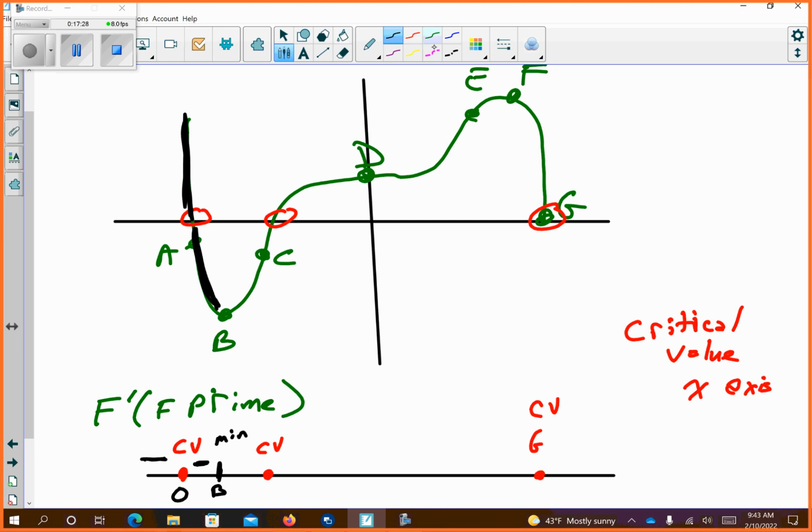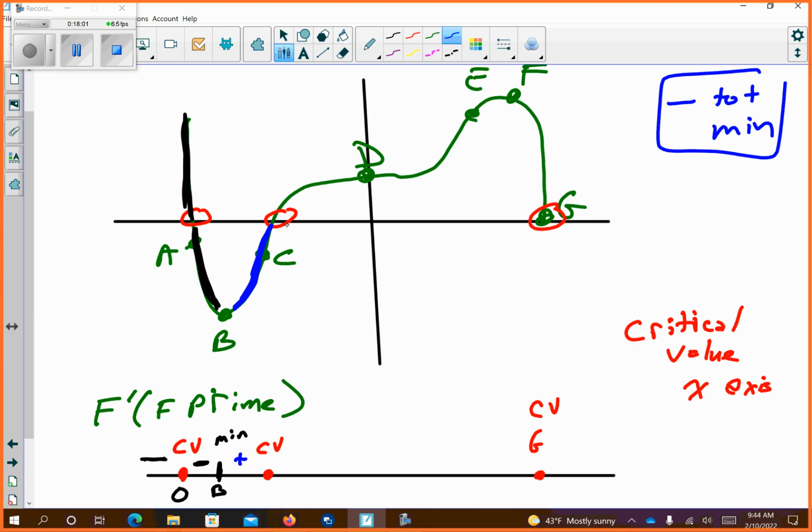Now I'm going to change color, not to confuse it. What can you tell me about the slope right here up to our critical value? Positive or negative? Positive. Do you all see that a sign change took place? We went negative to positive. So that means we have a minimum value. If we go from negative to positive, we have a minimum. Okay, that's the first thing to know.